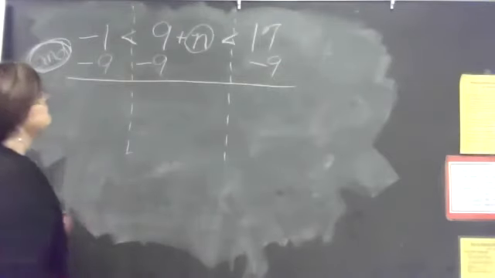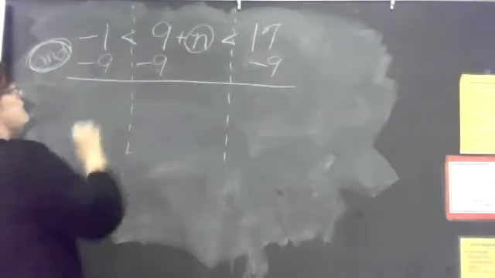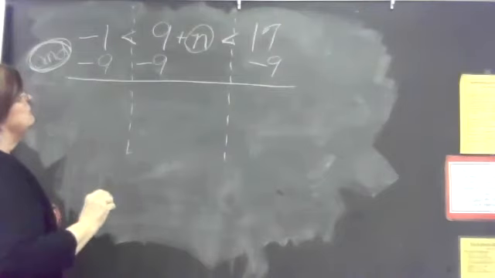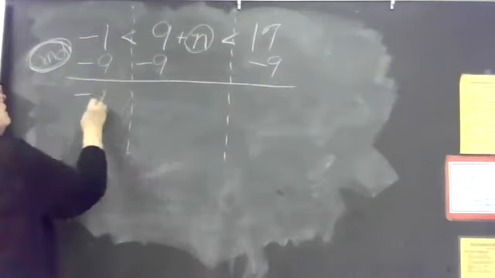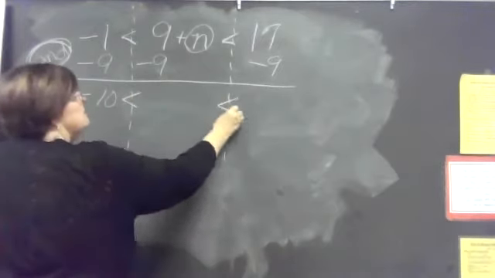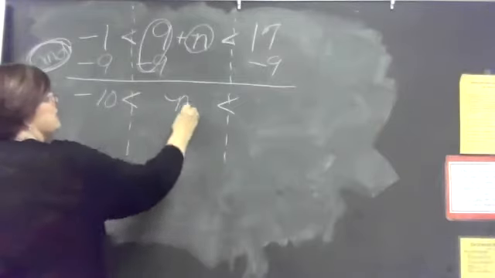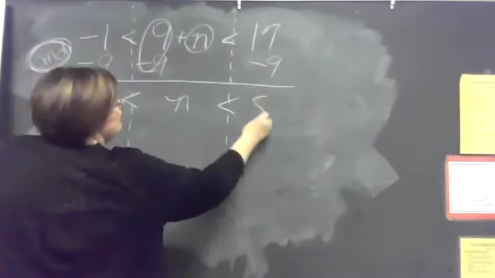Now, let's decide already on our signs. Are we going to flip our signs, or are they going to stay the same? They're going to stay the same, because although this is a negative, it's not a multiply or divide. So over here, I have a negative 10. It stays the same, stays the same. This zeroes out. I have an n, and I have 8.